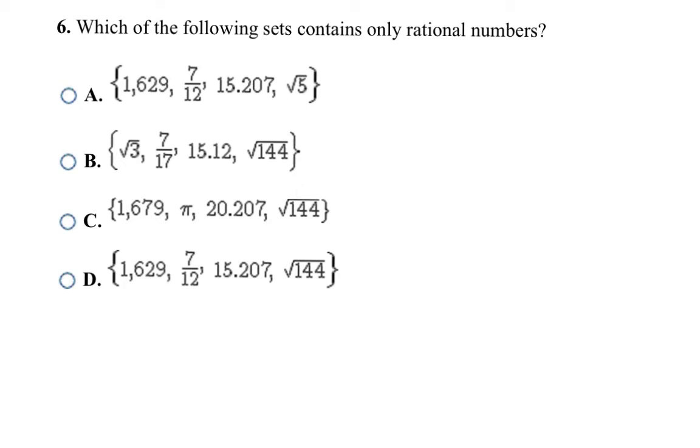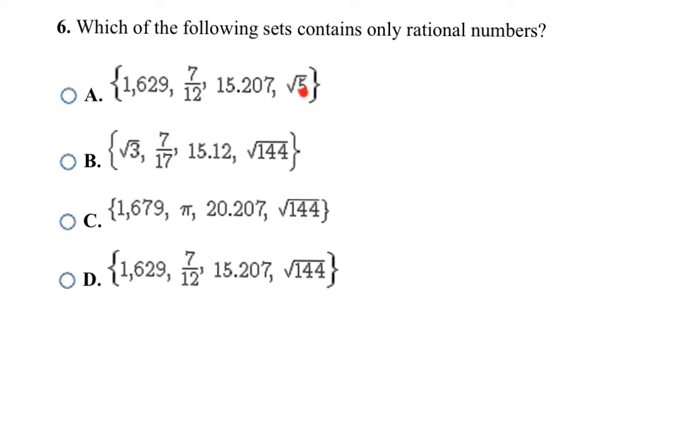So in letter A here, I'm looking at 1,629. That's a number that ends. That's a terminating decimal. It doesn't have a decimal point because there are no numbers after the decimal. But a whole number is an example of a rational number. This number is in fraction form, so I know for sure that's a rational number. Here is another decimal, and this decimal ends, so I know that's for sure a rational number.